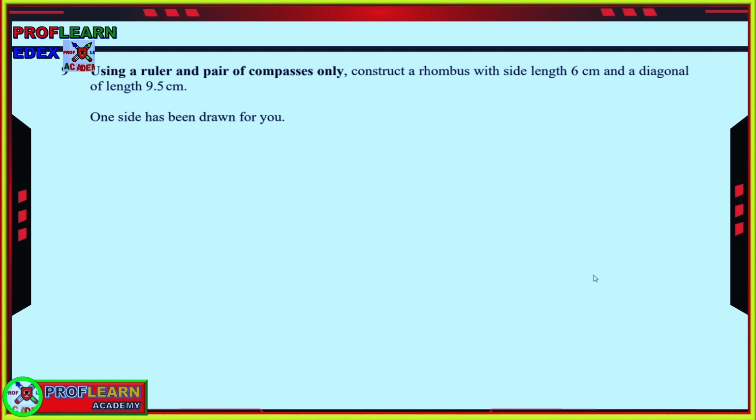Also construction of a triangle, construction of a parallelogram, construction of a rhombus, all are possible questions that you can be asked from this Paper 2, where you are supposed to use a pair of compasses only. Let me take you through how to construct a rhombus.